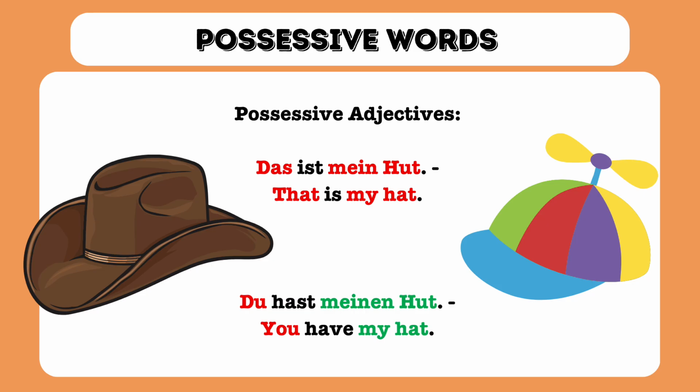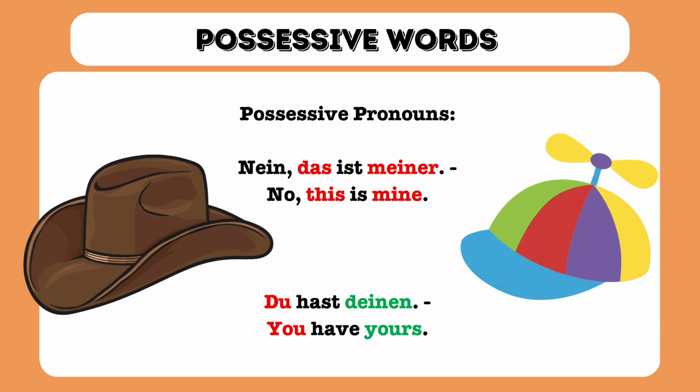Technically speaking, these are possessive adjectives, but I usually call them possessive articles because they act like articles. They take the same endings that ein words do, and adjectives that follow them act as if they were preceded by an ein word. A possessive pronoun, by contrast, would be: Nein, das ist meiner. No, this is mine. Du hast deinen. You have yours. Both of these are possessive pronouns, but no one calls them anything other than that because that's the only use they have. They're being used as pronouns. They're replacing mein Hut and meinen Hut in each of the examples.